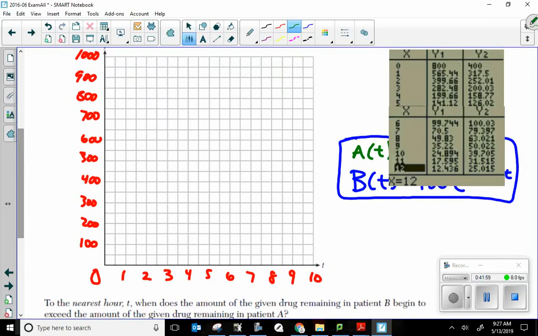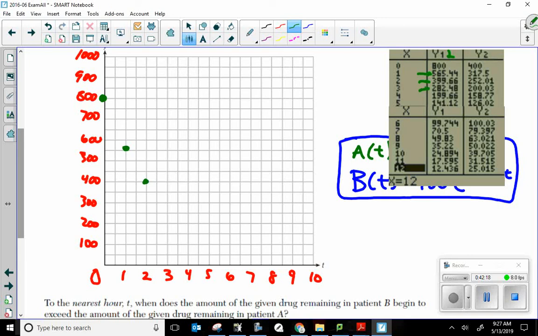Okay, so I'm going to start with this column here. At 0, I'm at 800. At 1, I'm at 565. So I'm just going to ballpark this, in between 500 and 600, slightly above 550. At 2, I'm at about 400. So we'll go right about there.